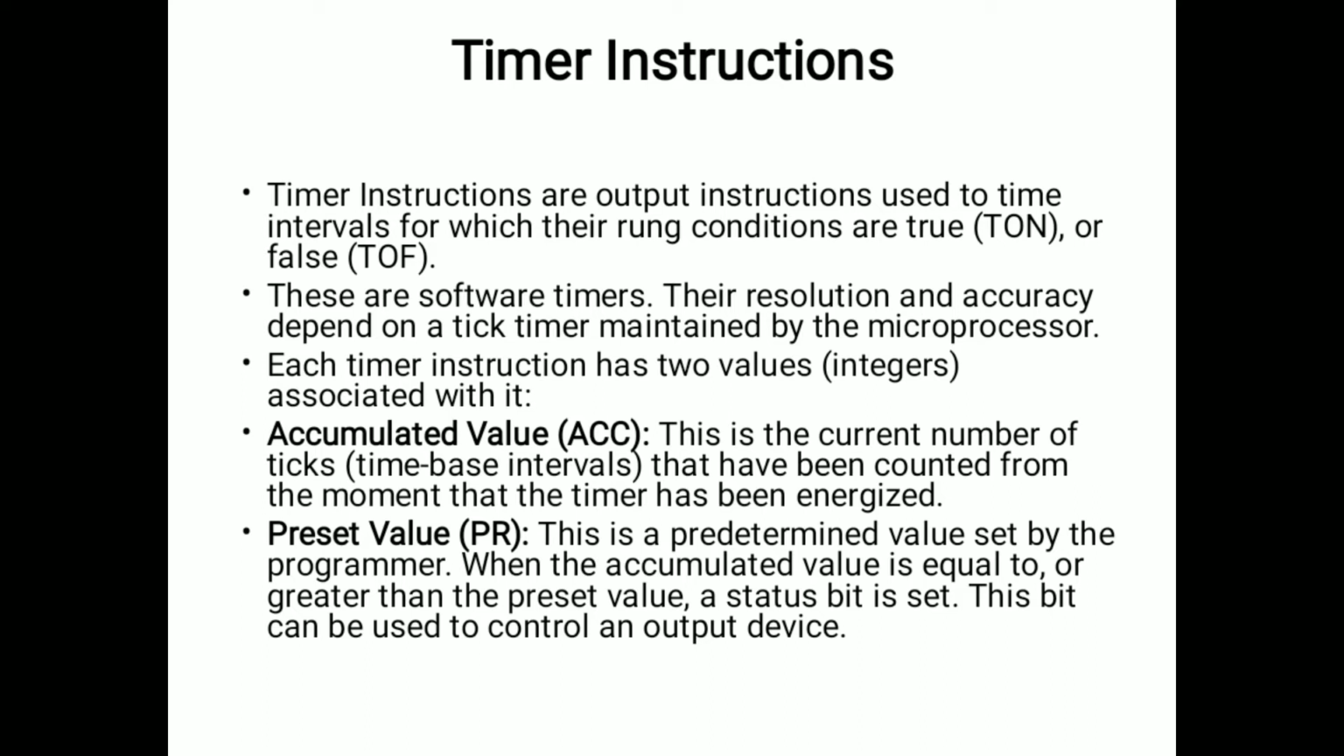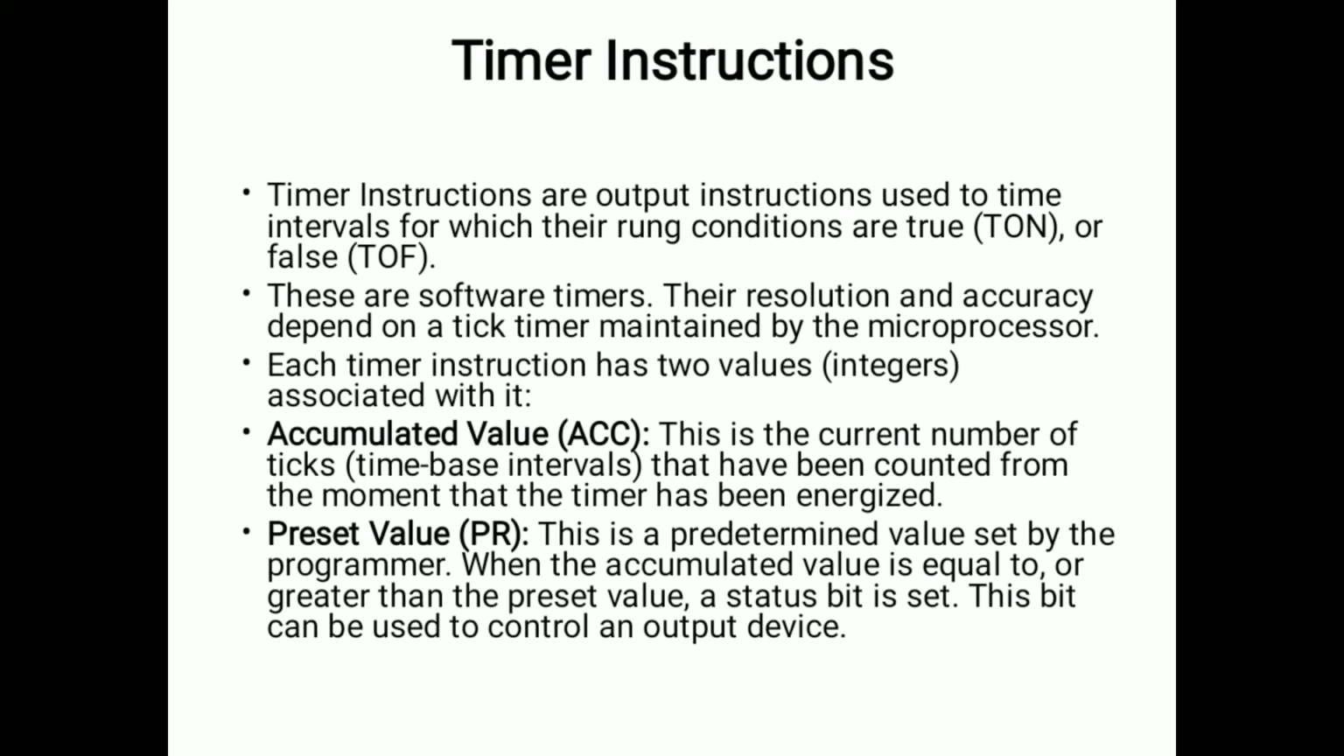If we have switched on a fan and we want to control that after 1 hour it should be switched off automatically, that type of programming we can do with the help of timers. So in this we use T on and T off instructions. These are basically software timers that are controlled through programming instructions. Their resolution and accuracy basically depends upon the tick timer maintained by the microprocessor.